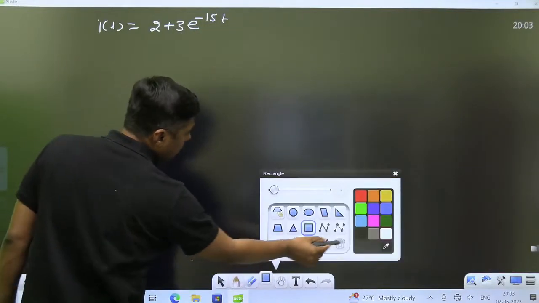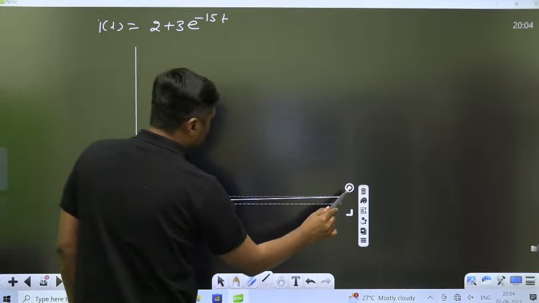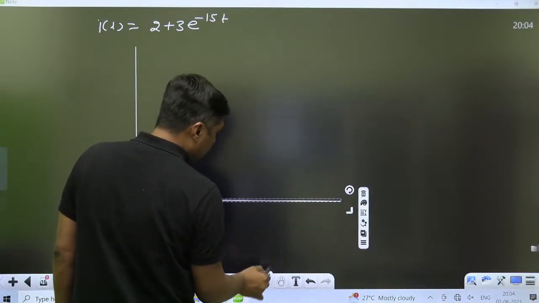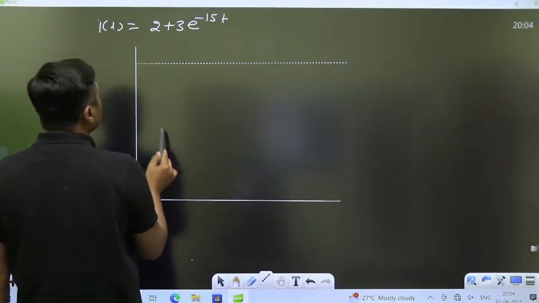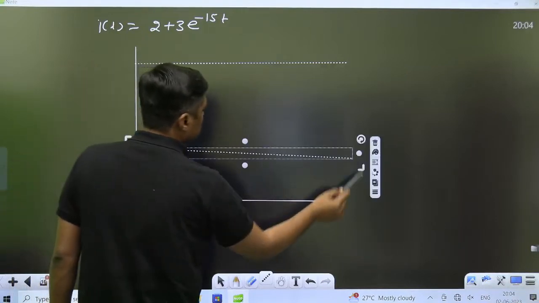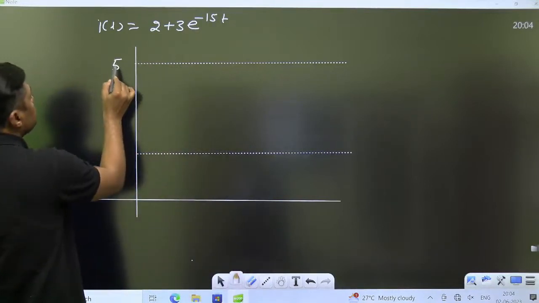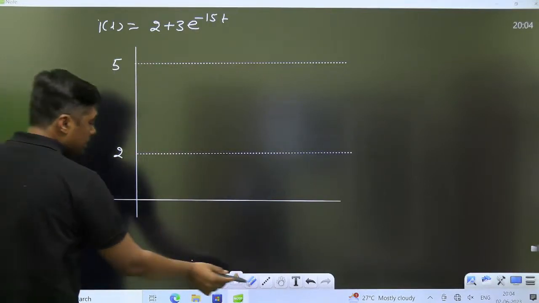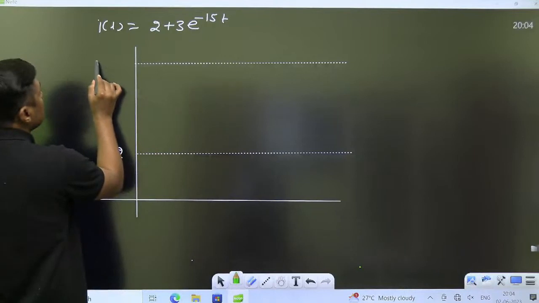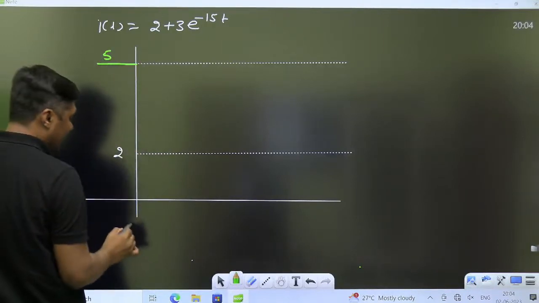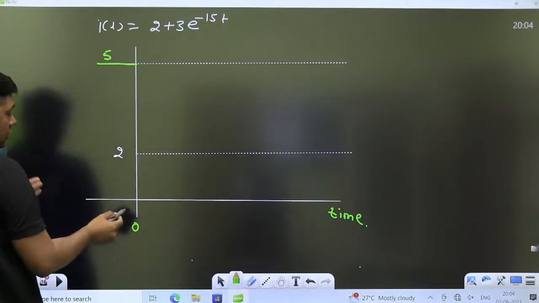Okay. Sometimes they will give you the diagram. Which diagram is correct? So what is the initial current? 5. What is the final current? 2. Okay. This is 5. This is 2. This is the initial current. So always plot like this. This is the initial current 5. Exactly at t equal to 0. This is the time. This is constant. For t negative it is 5.